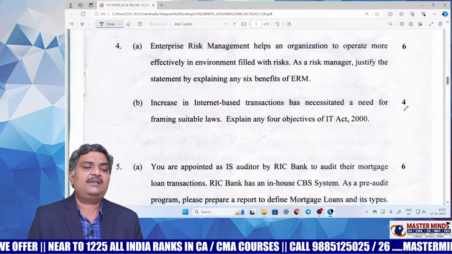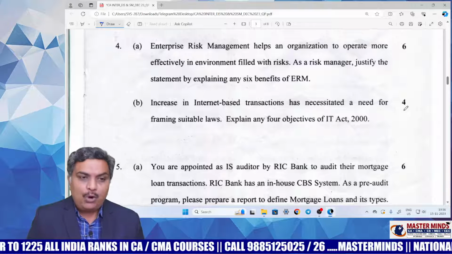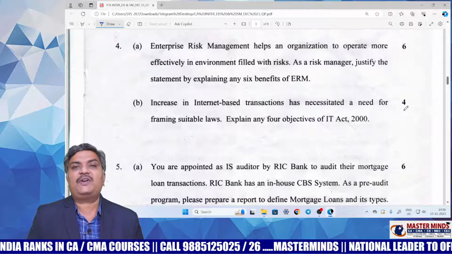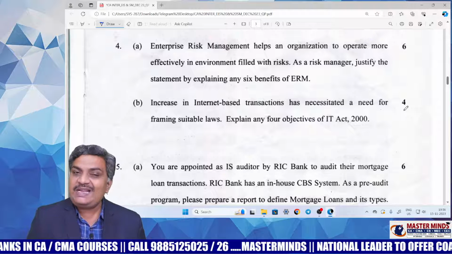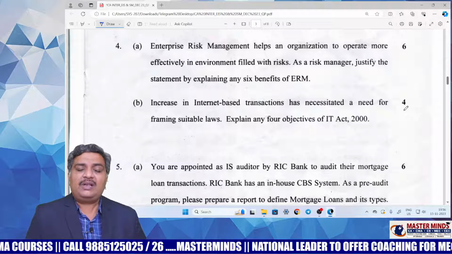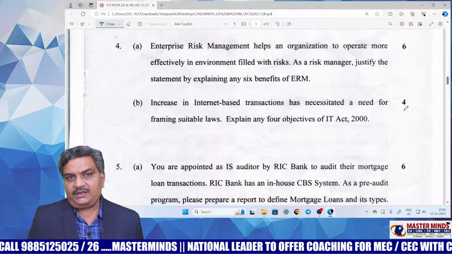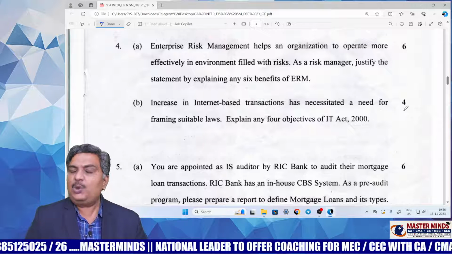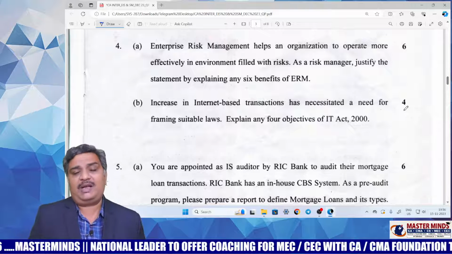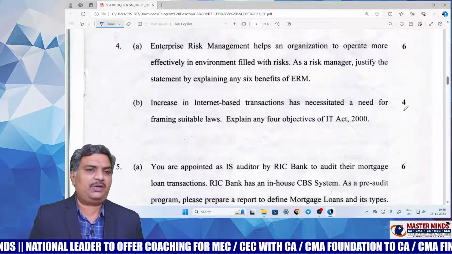And next one is, enterprise risk management helps an organization to operate more effectively in an environment filled with risks. As a risk manager, justify the statement by explaining any 6 benefits of ERM. Again, I am telling you, each and every question is an expected question. This question paper is a very good, very easy question paper. So, enterprise risk management, this is a definitely expected question. Benefits of ERM, straightforward question.